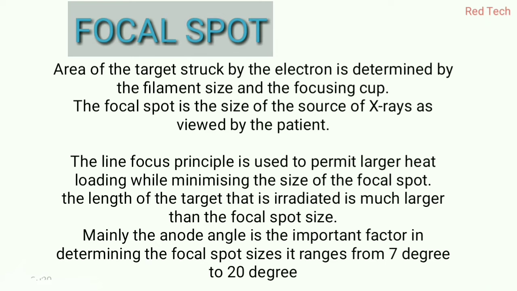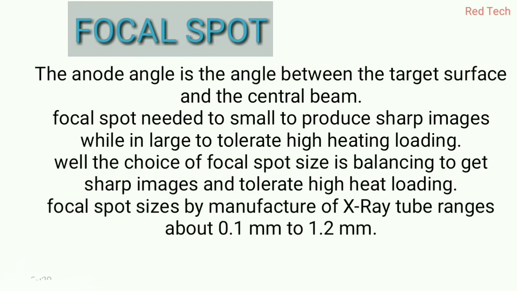Focal spot size is basically the size of the source of X-rays, whether the X-rays come from a small or a large size. This is basically the focal spot. And the term I used earlier, anode angle, is basically the angle between the target surface and the central beam. And you have to remember that the focal spot needs to be small to produce sharp images.